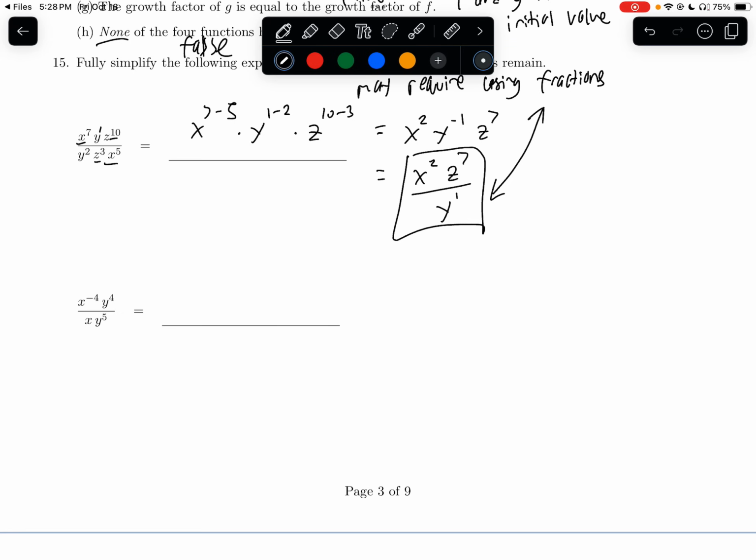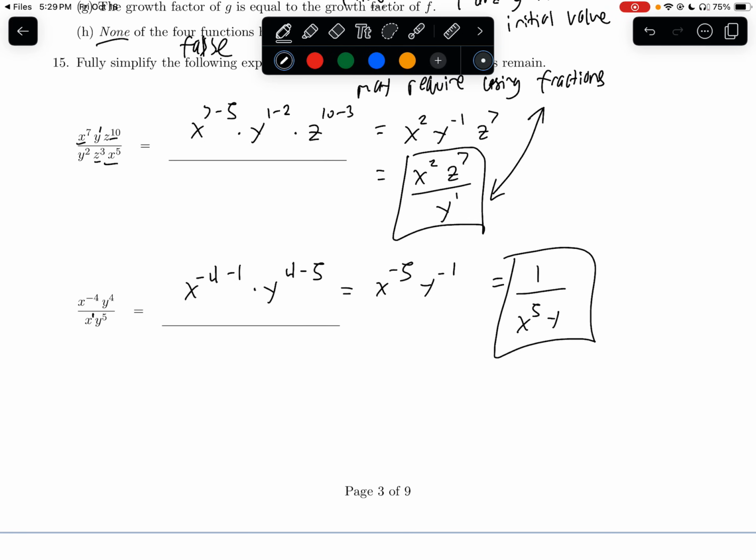Next step, similar process, negative 4 in the numerator, 1st power of the denominator, so minus 1, times y, 4 minus 5. So here this is x to the negative 5, y to the negative 1. These are both negative, so I need to write it as 1 over x to the 5th times y. And I could leave y as the 1st power, but you don't need to.